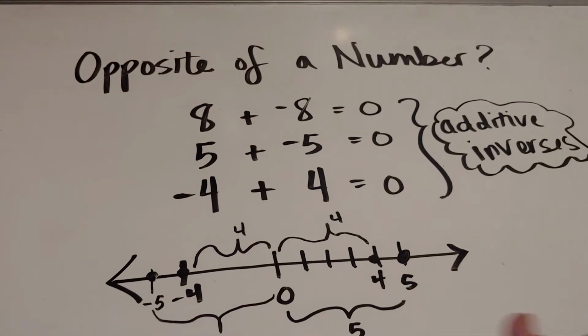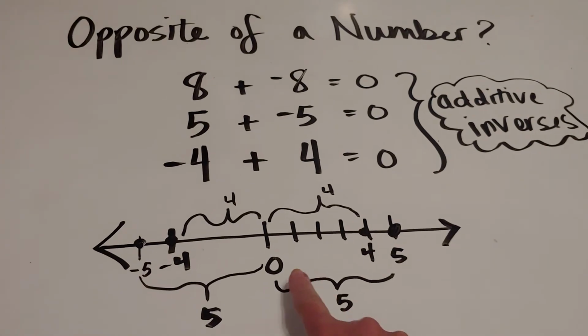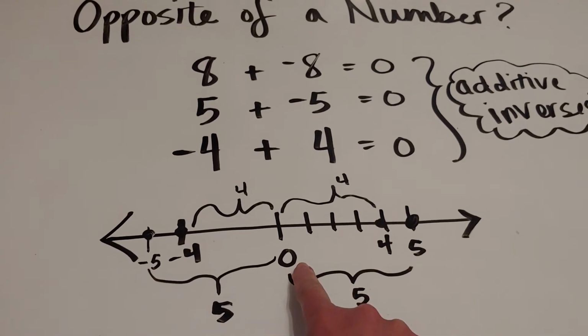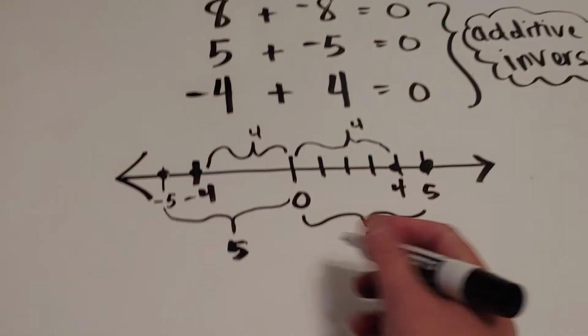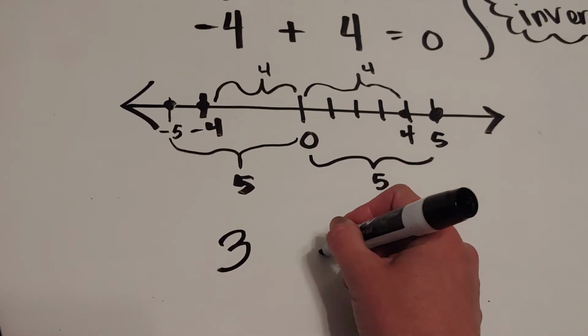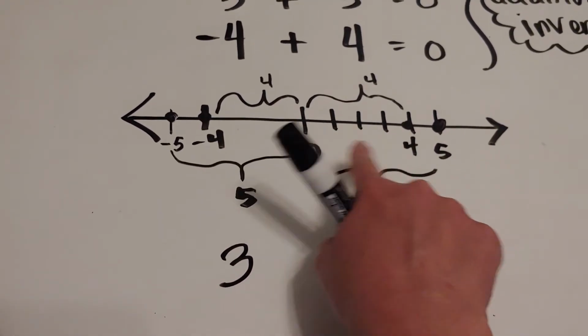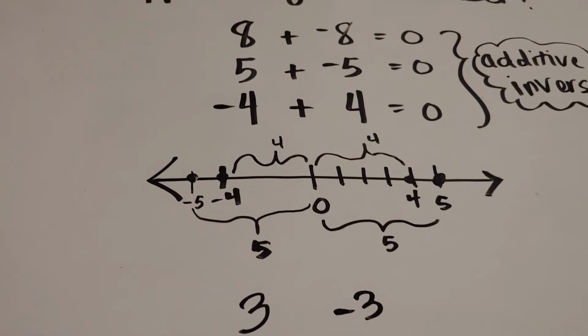All right, so that is the opposite of a number. The opposite of a number is basically the same distance from 0 as the original number. So if I want to know what the opposite of 3 is, the opposite of 3 is -3, because both are a distance of 3 from 0. All right, I hope that helps.